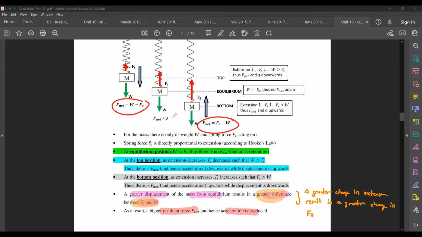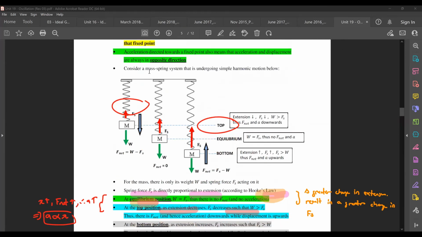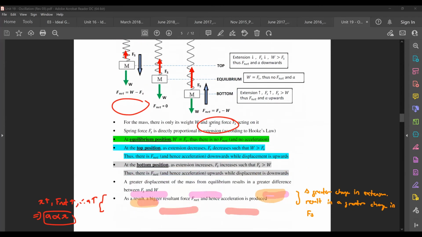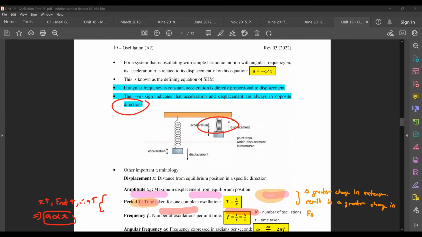So it's from here that you actually can deduce this. If x increases, F net increases, therefore a increases. Okay. Therefore, a increases, where you can then say that a is directly proportional to displacement. Okay. So this is the first criteria of simple harmonic motion. All right. Okay, so this is just trying to explain to you these two criteria of simple harmonic motion. All right. So this is the concept of it.